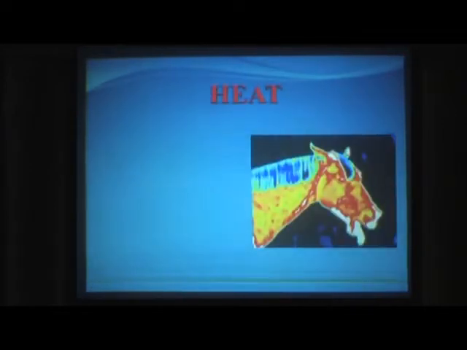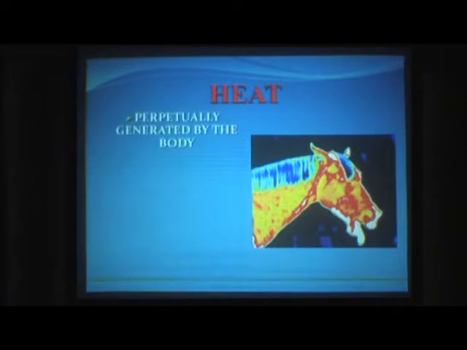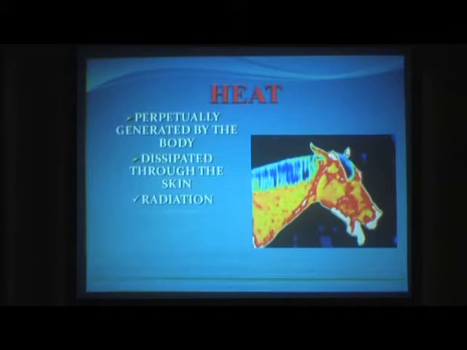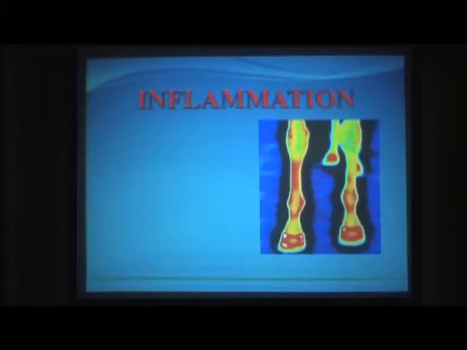And we're looking for areas of heat. And you have to tell me what you can see as far as colors, because I understand. No, I can do this. Okay. So basically what we're looking for is, you see, this is the horse coughing, you can see we've got areas where it's very hot. Heat is perpetually generated by the body and dissipates through the skin. You've got different types of heat: radiation heat, convection heat, conduction heat, and evaporation heat.